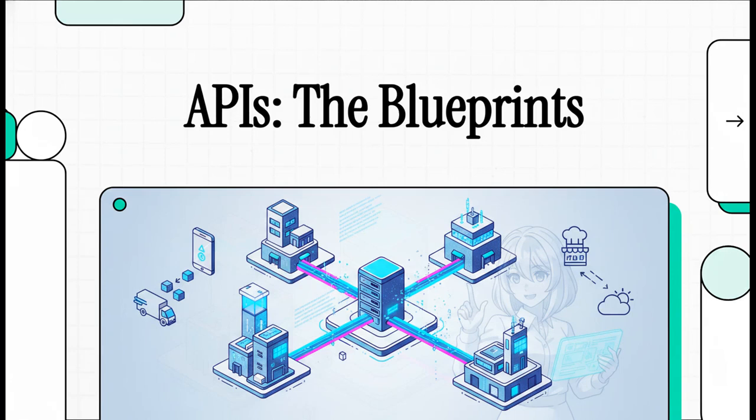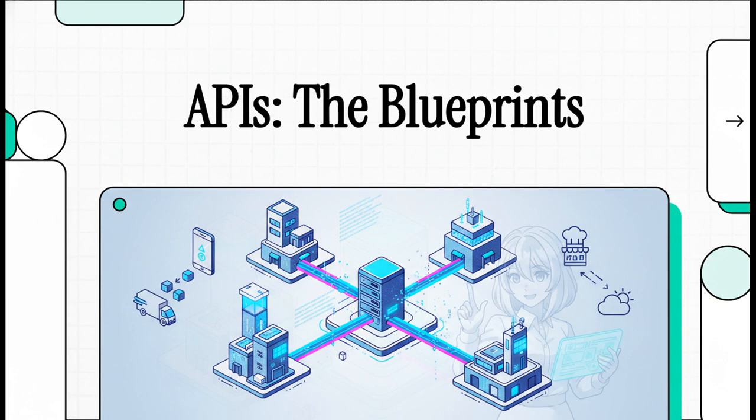You ever wonder how your food delivery app magically talks to the restaurant's kitchen? Or how your phone knows the weather forecast, like, right now? Well, the answer to that, almost every single time, is something called an API. These are the application programming interfaces, and they are, quite literally, the invisible architects of our digital world.